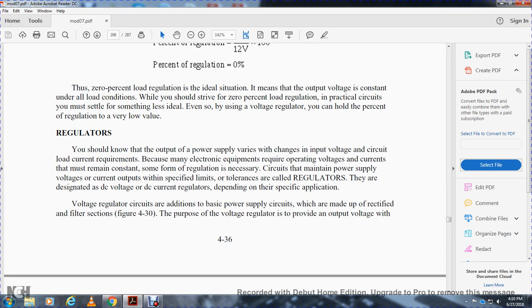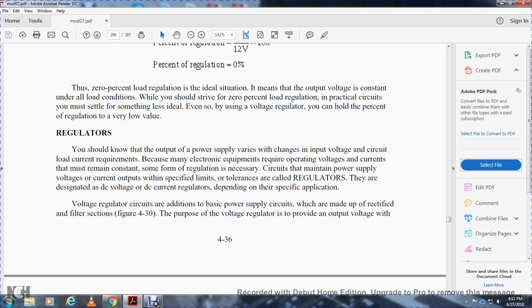Regulators: you should know that the output of a power supply varies with changes in the input voltage and with the load current requirements. Because many pieces of electronic equipment require output voltage and current that must remain constant, some form of regulation is necessary. Circuits that maintain the power supply voltage and current output within specified tolerances are called regulators. They are designed as DC voltage or DC current regulators, depending on the specific application.